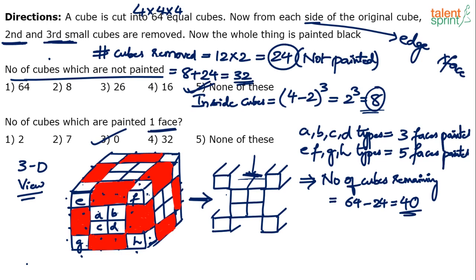Usually only 3 are available, but because the second and third cubes are removed from each edge, the left side of F and the back side of F get open. So 3 plus 2, it becomes 5. Similarly for E also, front is available, top is available, right is open, left is open, so 1, 2, 3, 4, and the back side is open. So 5. So for each corner cube, 5 faces are open. So EFGH types, all the corner cubes, have 5 faces painted. All the center middle cubes, A, B, C, D, have 3 faces painted. All those which are inside, these 8 cubes, have 0 faces painted.